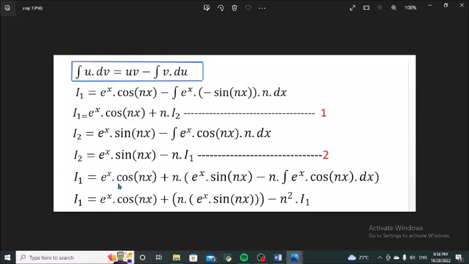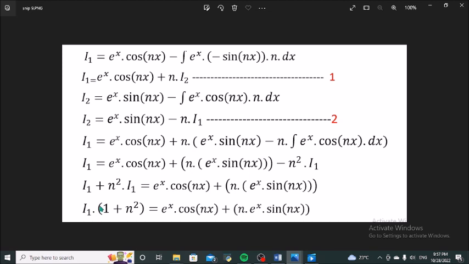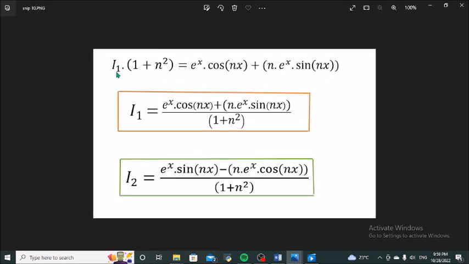And arranging and reducing the above expression, we have e to the power x cosine nx plus n, multiplying the n into these two terms, n times e to the power x sine nx minus n square, n multiplied by the n, into I1, because this is equal to the expression of I1. And transferring the minus n square I1 to the left hand side, we have I1 plus n square I1 equals e to the power x cosine nx plus n into e to the power x sine nx. And taking I1 as a common factor for the left hand side, we have I1 into 1 plus n square equals the right hand side. So here I1 equals the right hand side divided by 1 plus n square.